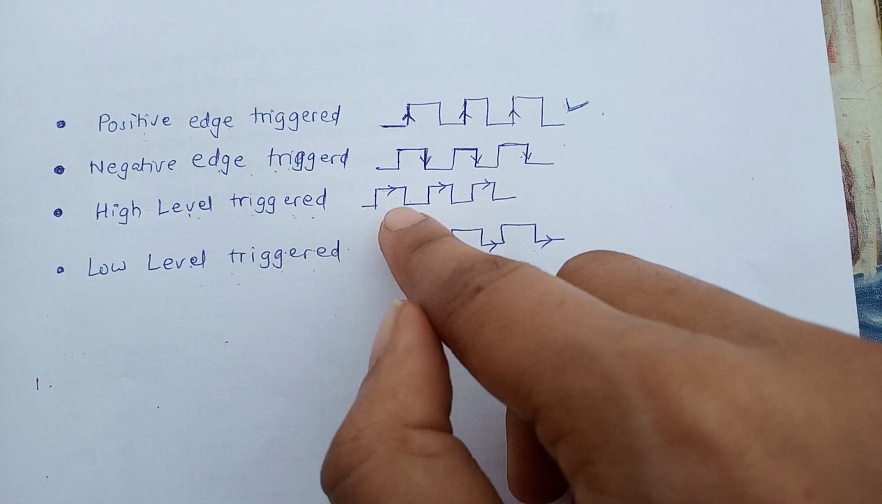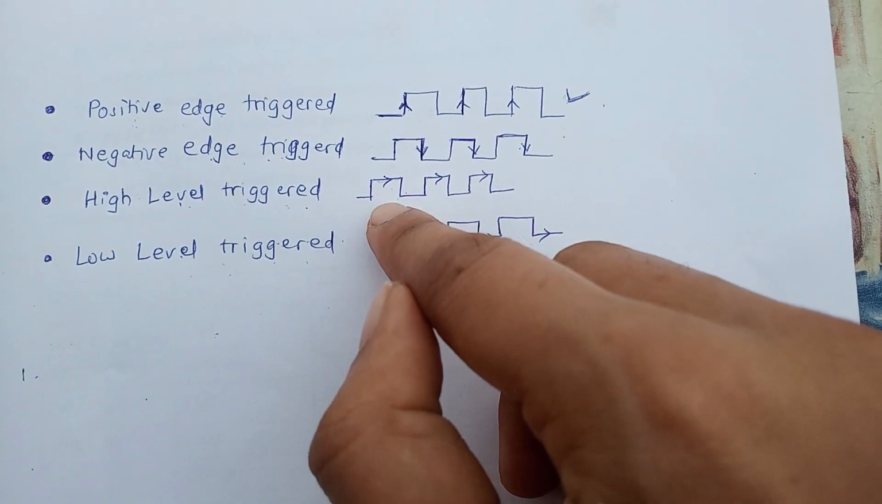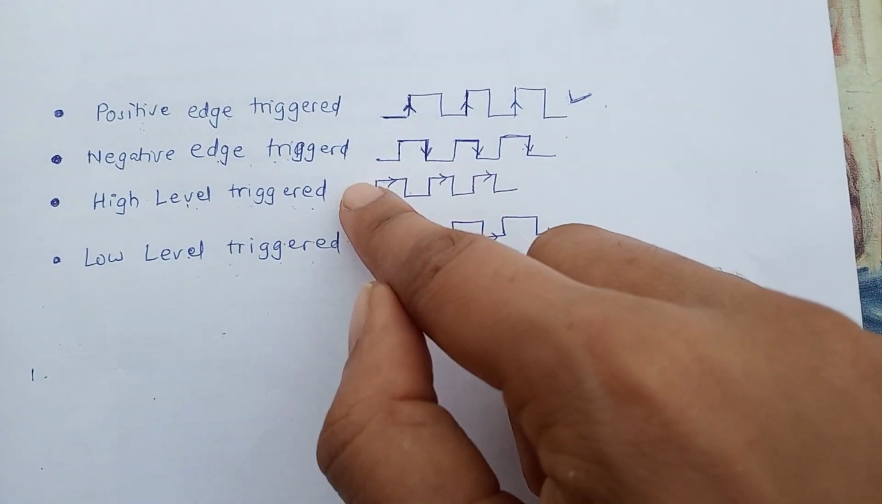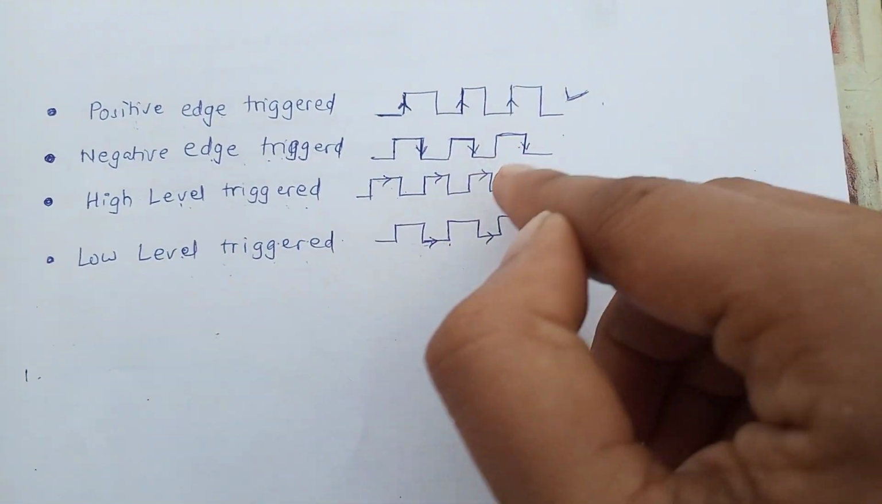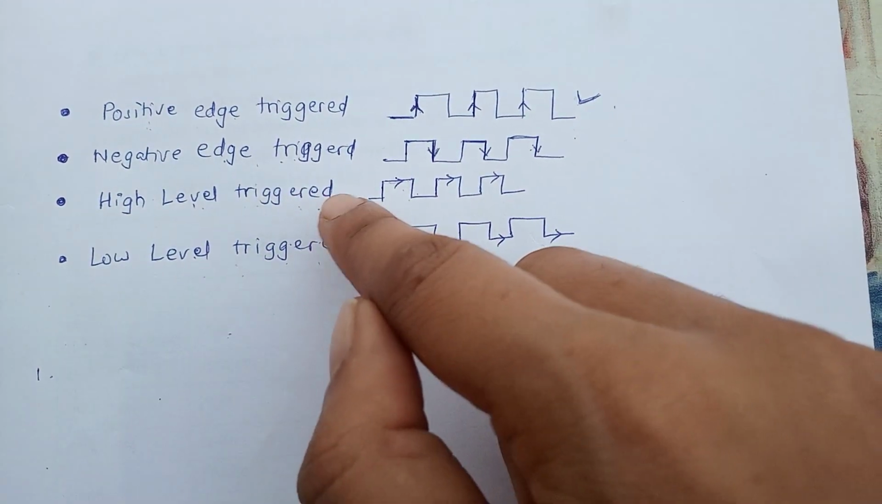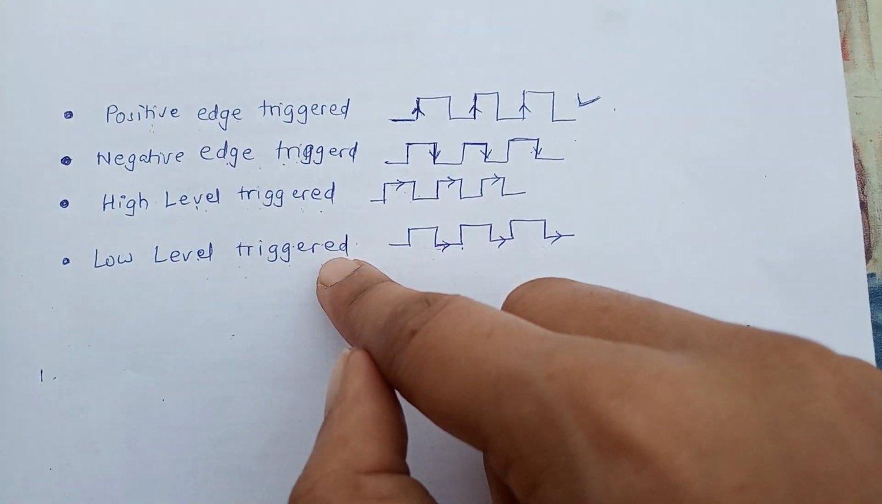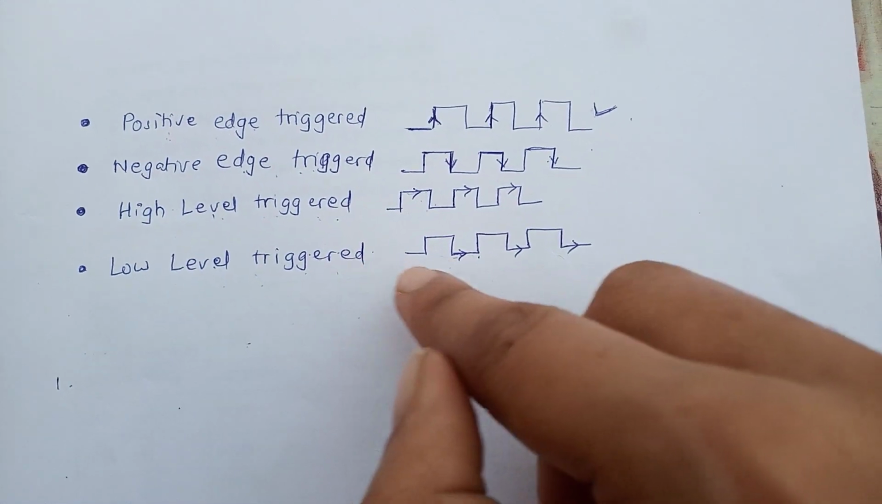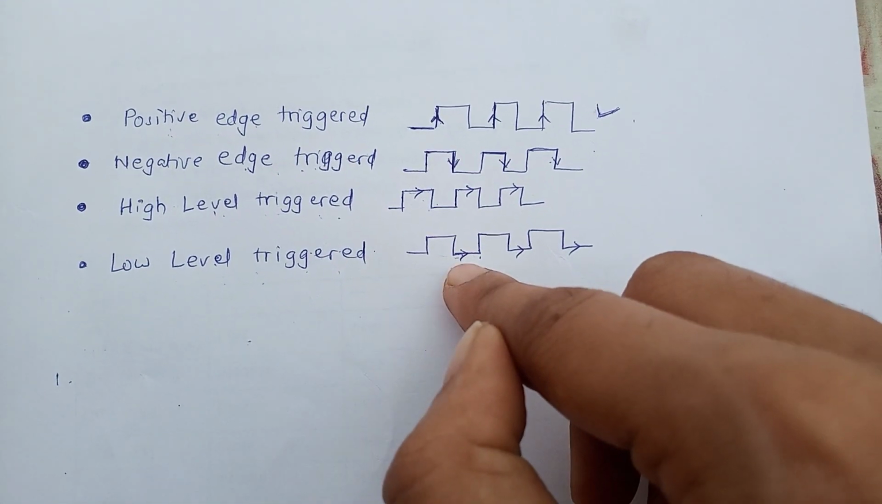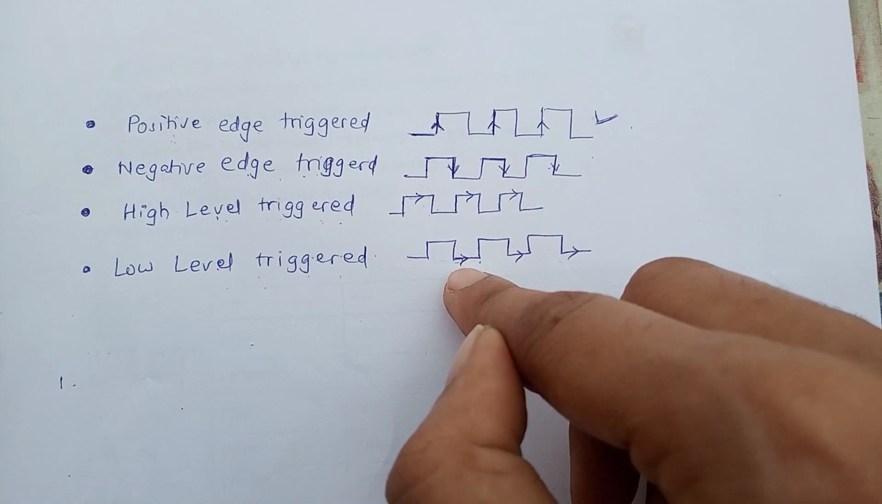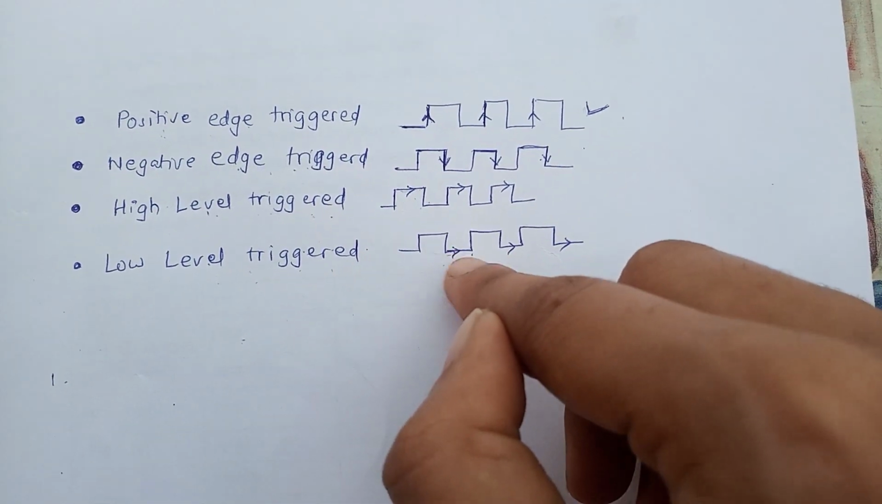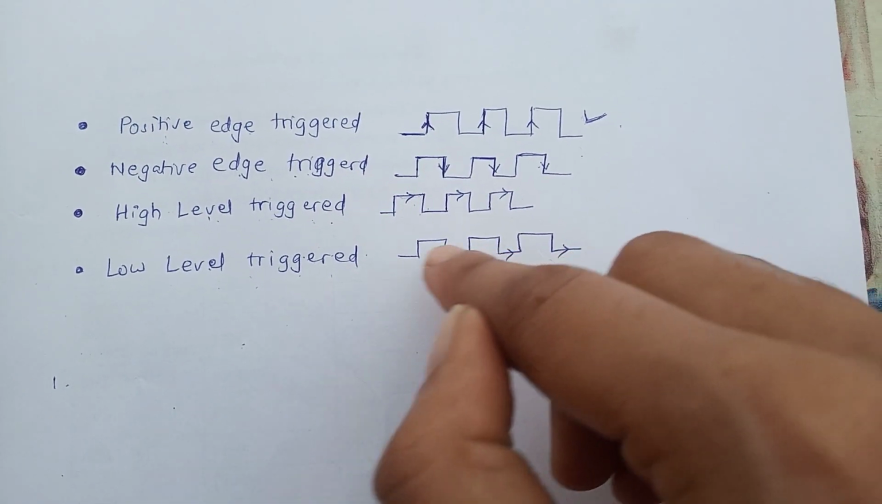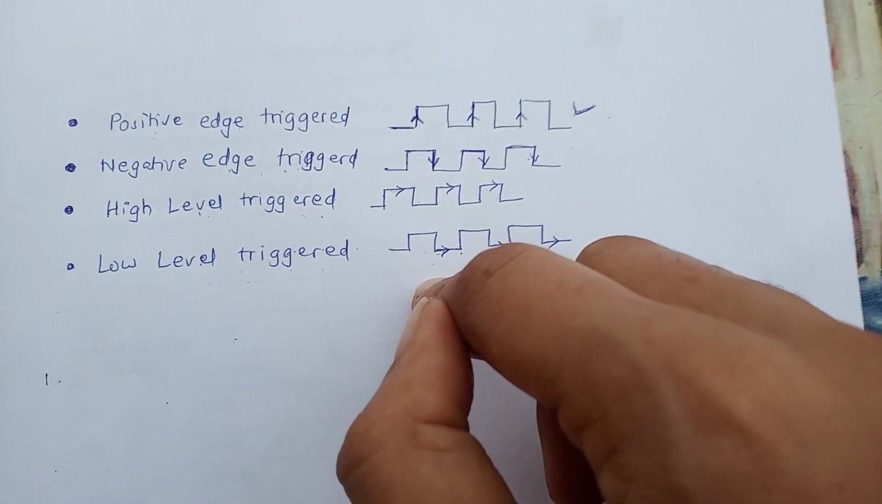Third is high level triggered. When high level of clock pulse appears at the input of flip-flop, it updates its output, so it is called a high level triggered flip-flop. Fourth is low level triggered. When low level of clock signal appears at the input of flip-flop, it updates its output, so it is called a low level triggered flip-flop.